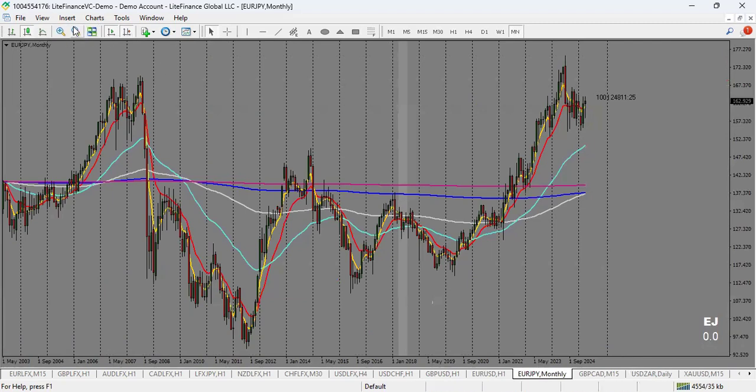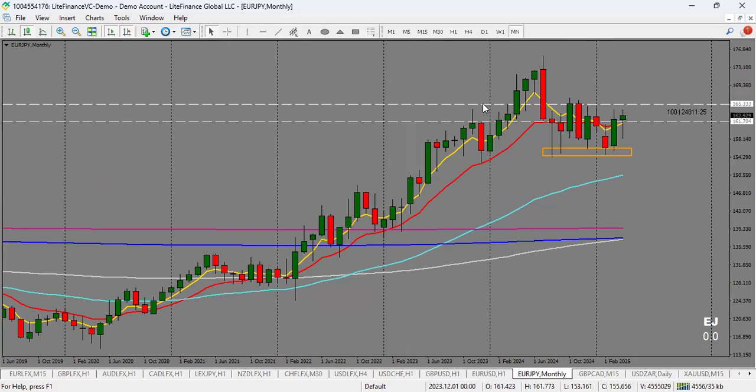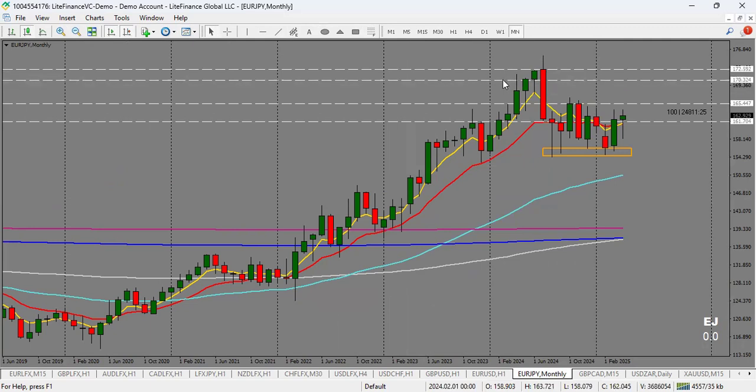Okay, so we'll be looking at the market structure. So here we have an area of support and we have our bullish market structure in play. So when you look at the zones here, our bullish market structure is still supported. I have another block there. So we are still in a bullish momentum here.